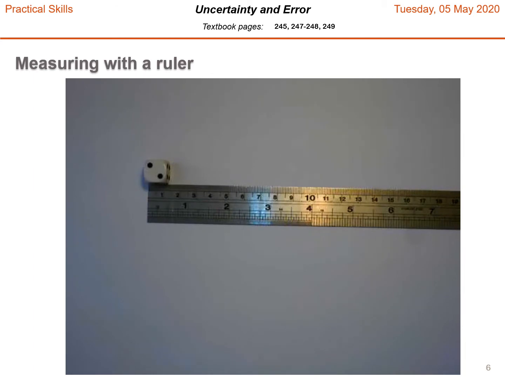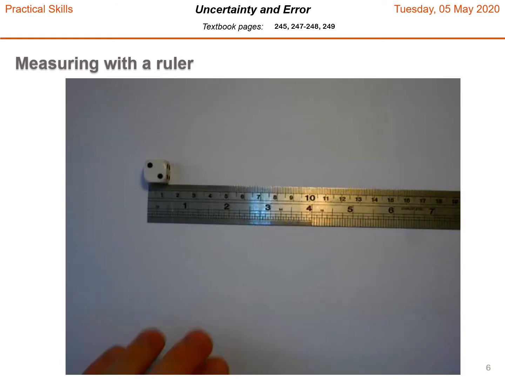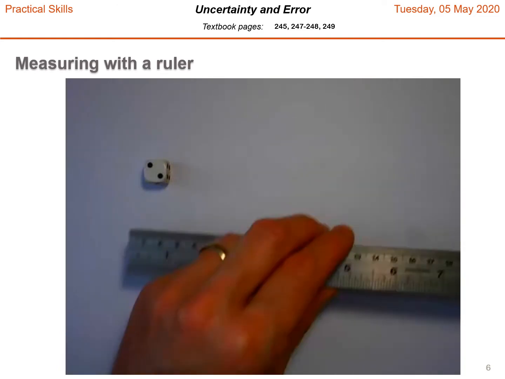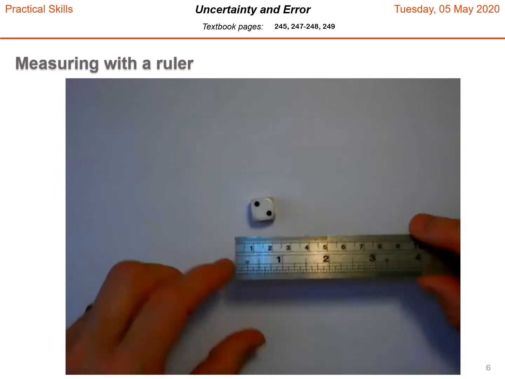However, 2 readings have been made. The first is judging when the end of the object is lined up with 0, and the second is judging the length of the object from the reading on the ruler. In each case, there's an uncertainty in the reading equal to half a graduation on the ruler. Let's have a look at this situation here. I'll try and measure the size of this die.